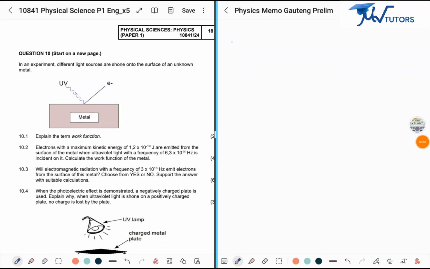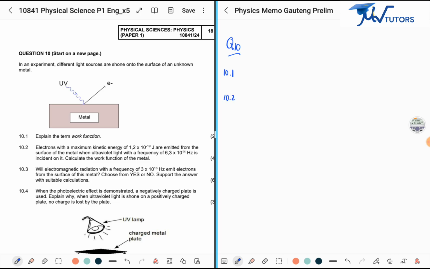And the last question, question 10. In an experiment, different light sources are shone onto the surface of an unknown metal. 10.1, explain the term work function. Work function is basically the minimum energy that an electron in the metal needs to be emitted from the metal surface.